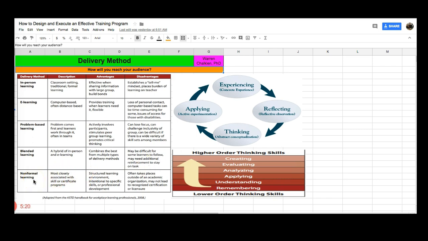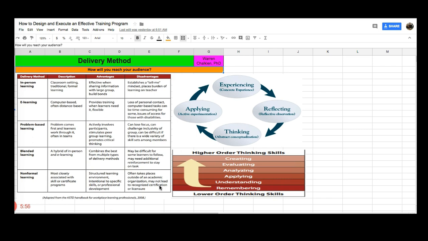And then you have non-formal learning, which is mostly closely associated with skills or certificate programs, where it's a very, very structured environment, very, very clear learning outcomes. But this can often be in a professional development environment, right? And so the disadvantage of this is that it can often take place outside of a structure, if it's unstructured, right? If it's informal learning, and may not be recognized. In other words, someone may know how to code because they've taught themselves, but they don't actually have a certificate to show that.